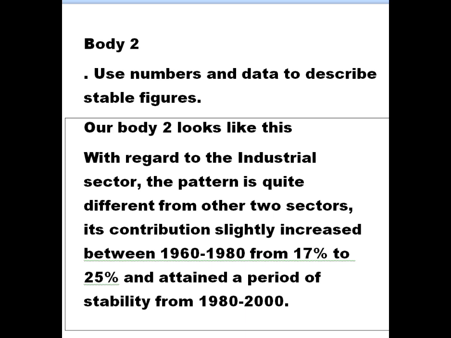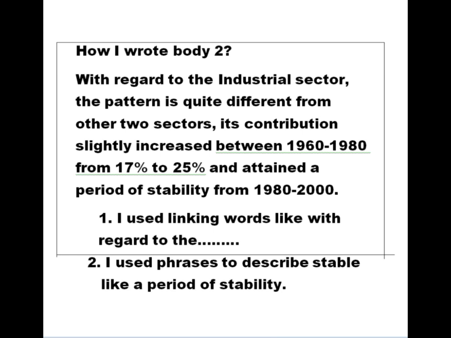Now let's see how to write body 2. Use numbers and data to describe stable figures. Our body 2 looks like this. With regard to the industrial sector, the pattern is quite different from the other two sectors. Its contribution slightly increased between 1960 and 1980 from 17% to 25% and attained a period of stability from 1980 to 2000. Let's see how I wrote body 2.